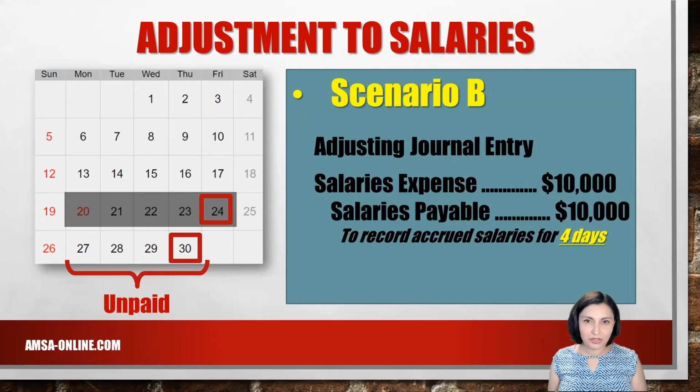An adjustment entry at the end of the month for accrued salaries includes an increase or debit in salaries expenses of $10,000 and an increase or credit to salaries payable for the same amount.